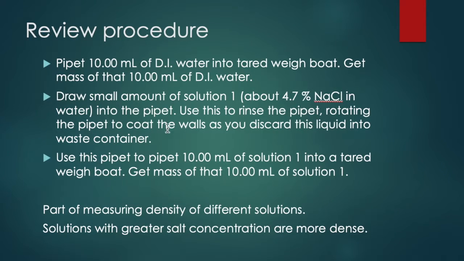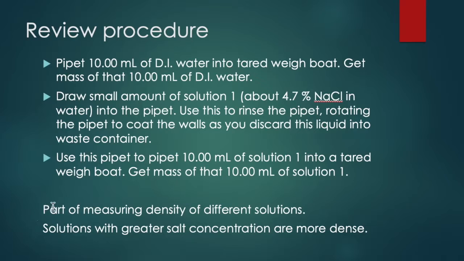And then what we're told to do is to take a little bit of solution 1 into that volumetric pipette and rinse it out. Don't fill it to 10 milliliters, but take a small amount in there, rotate the pipette, turn it sideways, coat the walls, and then discard this liquid into the waste container. So now the pipette, instead of being coated with DI water, is coated with solution 1. And now that pipette can be used to pipette 10.00 milliliters of solution 1 into your tared weigh boat to get the mass and eventually calculate the density.